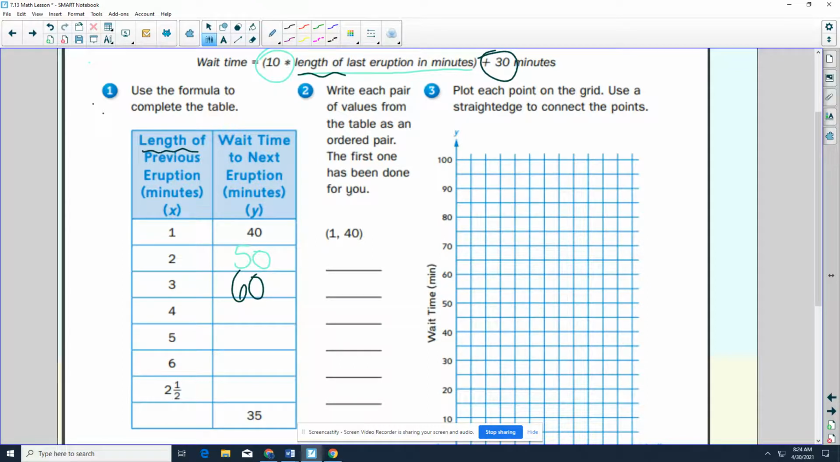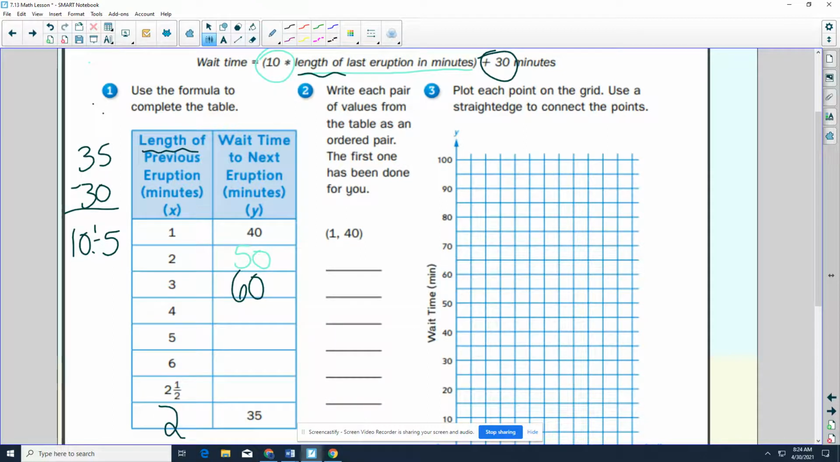35 minutes. So thinking about that, I have to go backwards now. So I know I had 30, it says 35 minutes. I know that they added 30 minutes to it. So I have to do that and then divide. Instead of multiplying by 10, I'm going to divide by 10. So then I would say 10 divided by 5 is 2.